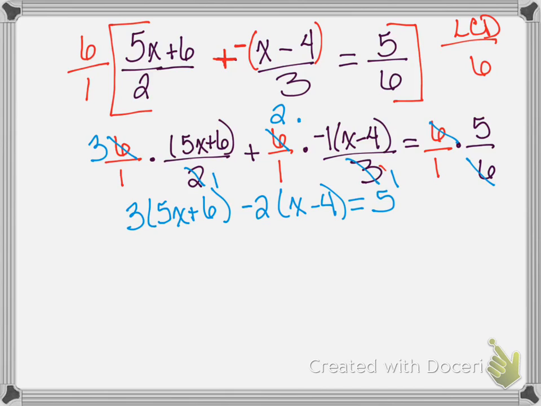Okay, hopefully we're getting pretty good at these at this point. 3 times 5x is 15x. 3 times 6 is 18. We're distributing a negative, and this is the type of problem where students forget their negatives. Okay, negative 2x plus 8. So negative 2 times x is negative 2x. Negative 2 times negative 4 is plus 8.